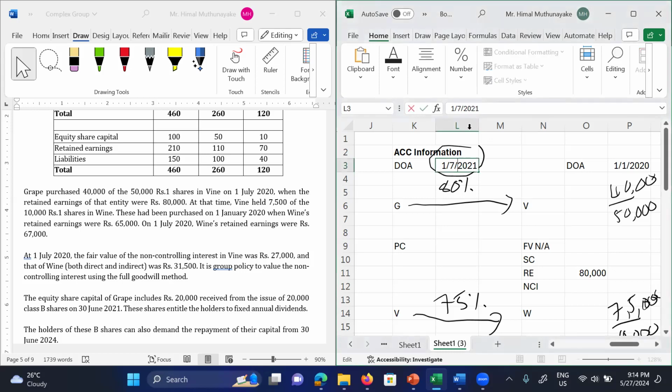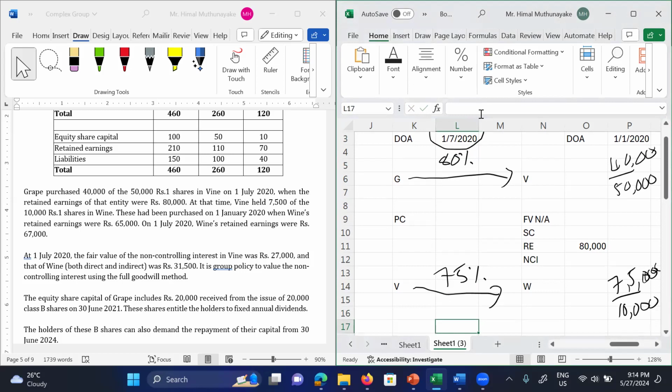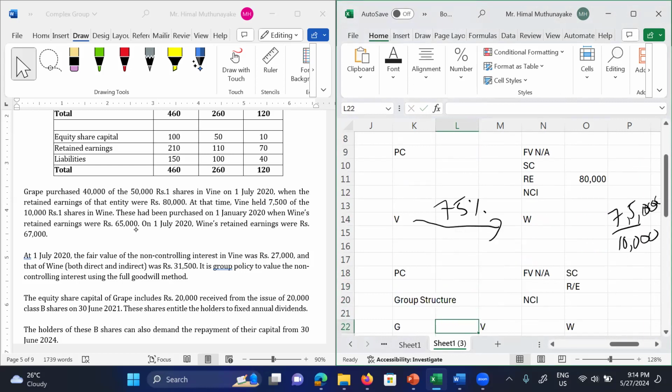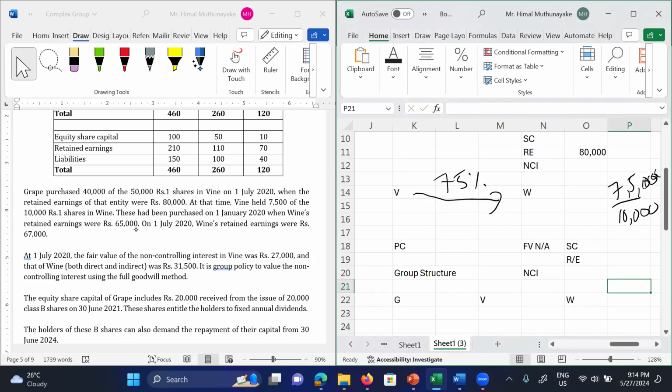It should be 2020, sorry. Right. Anyway, 2020 or 21? 2020, right? So then, when W's retained earnings were 65,000, right? So W's retained earnings were 65,000 at that time. On July 1st, 2020, W's retained earnings were rupees 67,000, right?